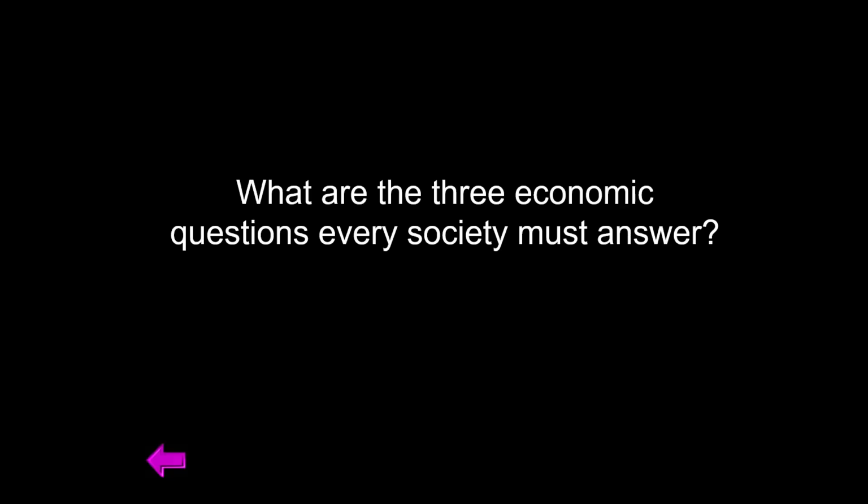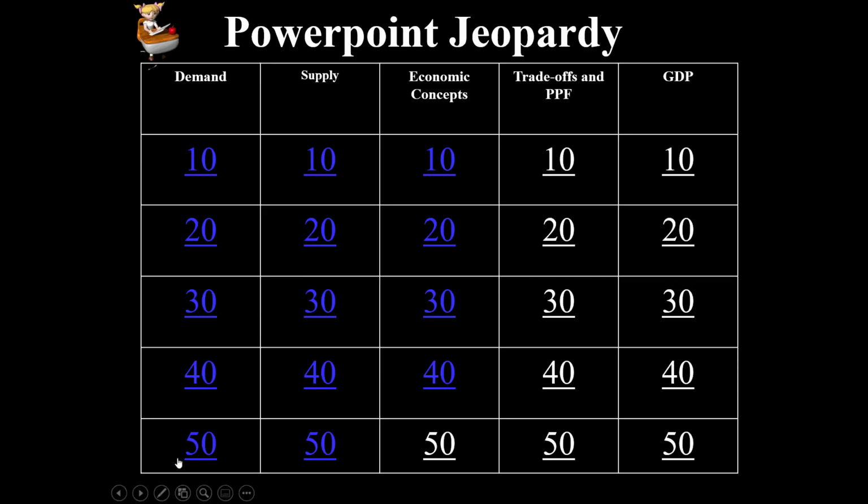Economic concepts for 40. What are the 3 economic questions that every society must answer? This is different from the 3 key ideas. The 3 questions are, what goods and services will be produced? How will the goods and services be produced? And who will receive the goods and services?